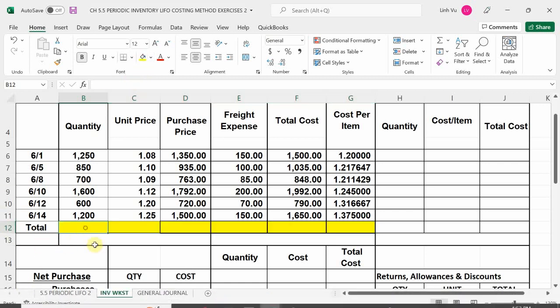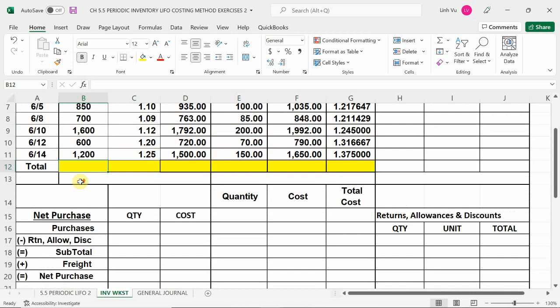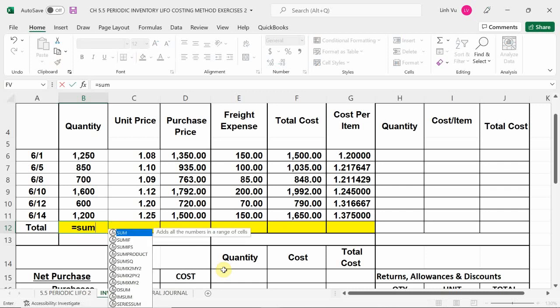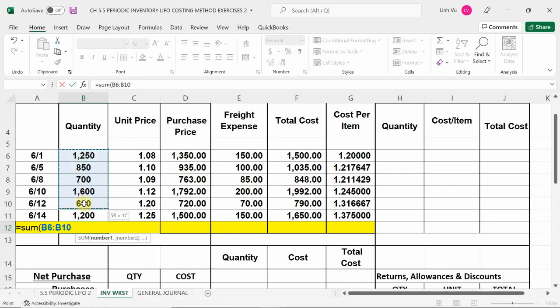Okay? What is my total quantity that I have purchased? 1250 plus 850 plus 700 plus 1600 plus 600, and last but not least plus that 1200. What is my total amount of units that I have purchased?